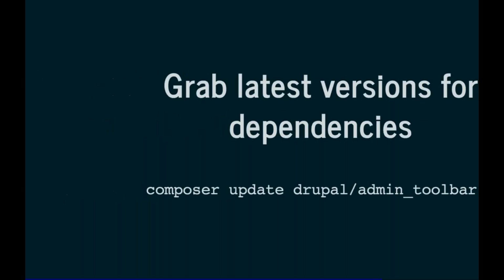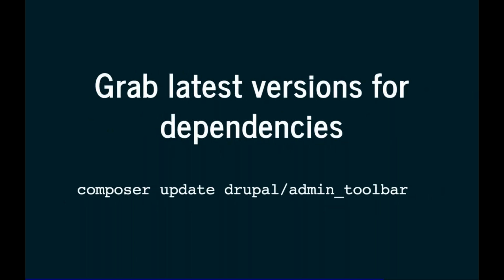And what if I want to grab the latest version for any specific dependency, right? Let's say there is a new version of a module, then I will run composer update, but I should not run composer update without any package name, because that will run update for every single package on my project. So you need to be careful while running composer update and make sure you pass the module name or the package name that you want to update. In this case, composer update and the package name.